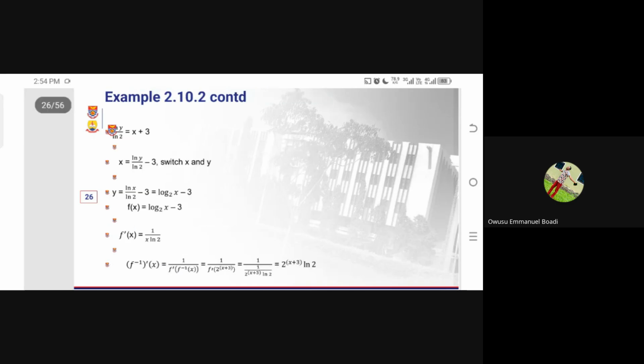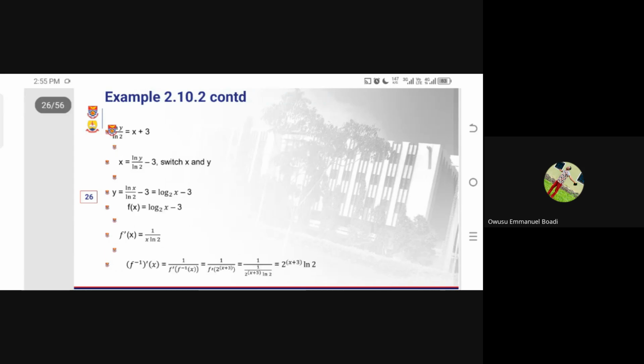This time we are asked to use the inverse function to find the derivative of g(x) = 2 to the power x plus 3. So they are asking you to use the inverse function to find this. You go through the same process. y is equal to 2 to the power x plus 3. You take ln of both sides. By the laws of indices, on the right side the x plus 3 will come down. And then you divide both sides by ln 2.